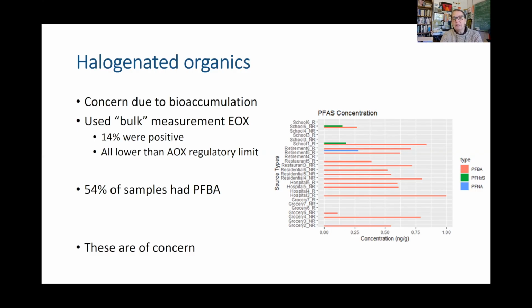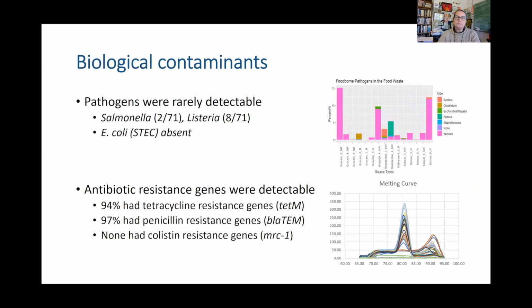Again, the levels here in the graph are in nanograms per gram, so parts per billion. So they're a little bit lower than a part per billion in all cases, so the concentrations are relatively low, but this is still of concern because of its ability to potentially build up in the food chain.